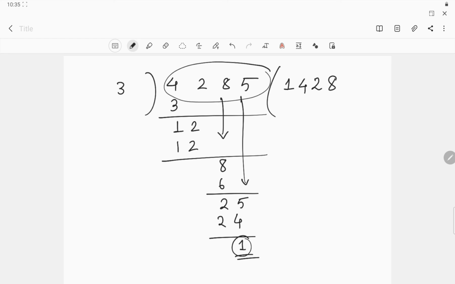So what is the process? At first you have to add the digits of the number, and after getting the sum, if it is divisible by 3, then the whole number will be divisible by 3. So this is the process to check the divisibility of 3, right?